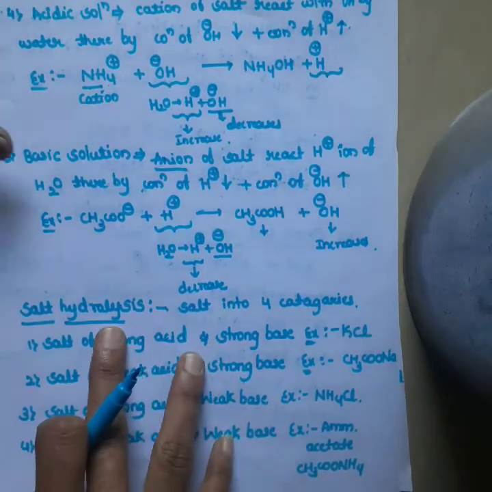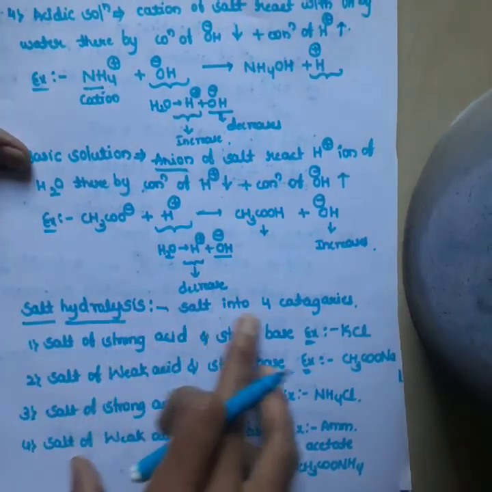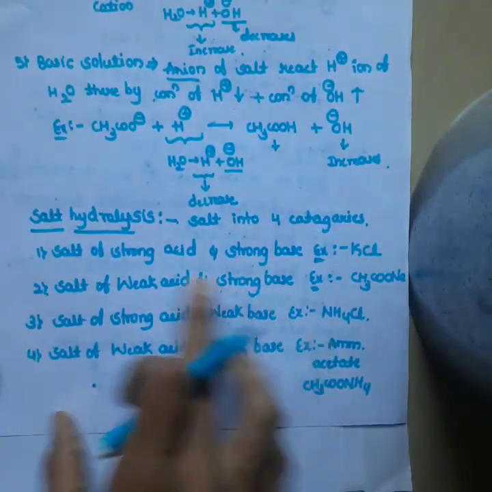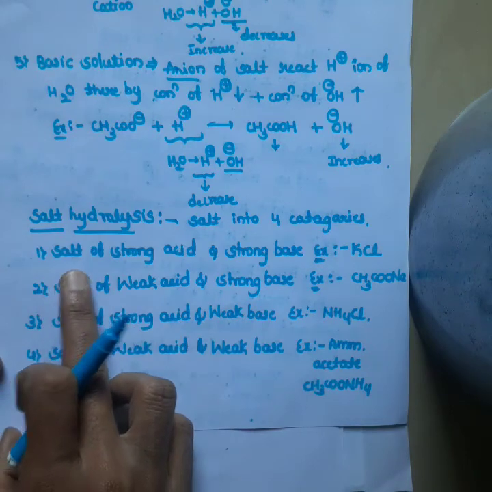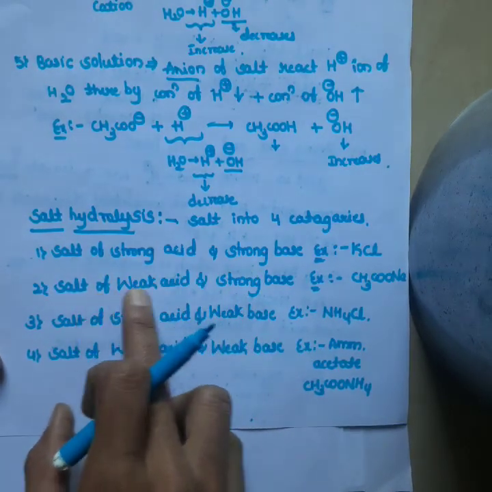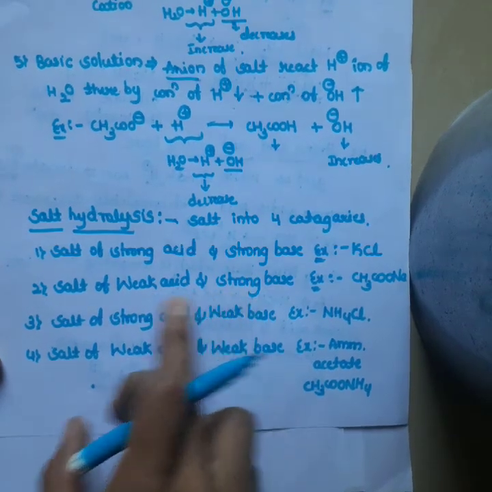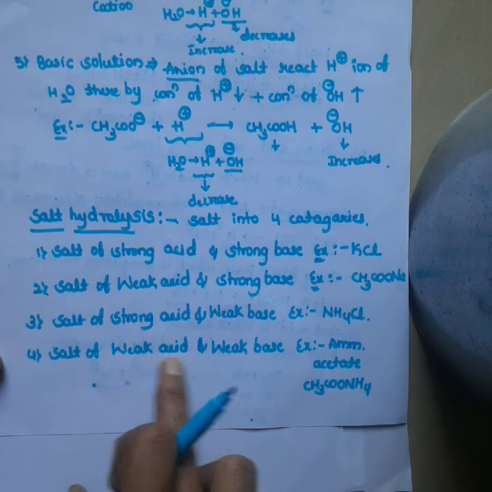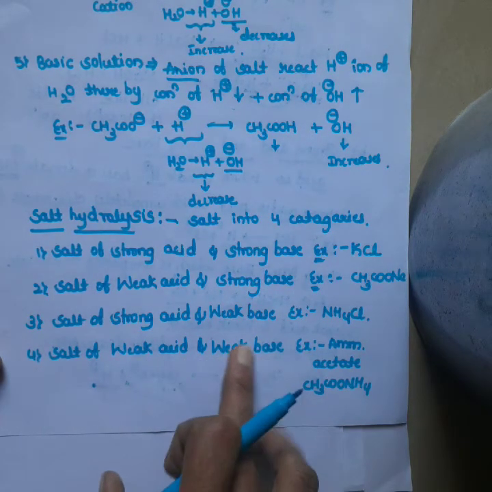For the study of salt hydrolysis, salts are divided into 4 categories. First, salts of strong acid and strong base; salt of weak acid and strong base; salt of strong acid and weak base; and salt of weak acid and weak base.